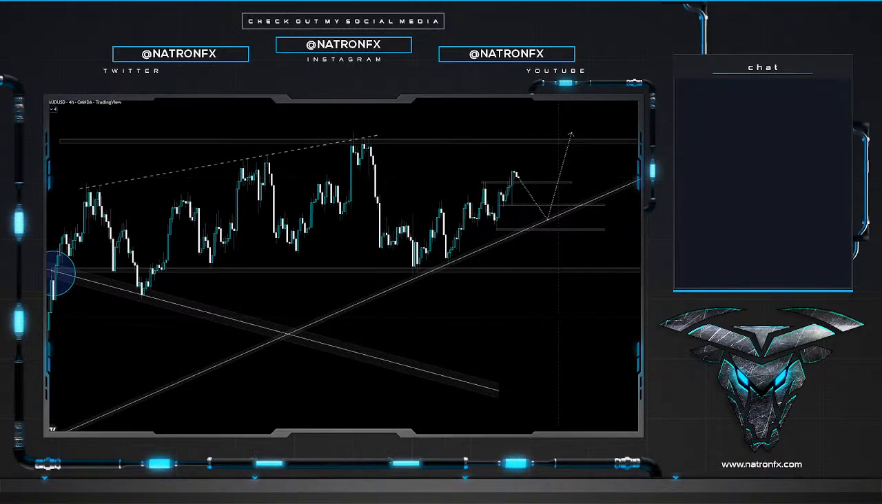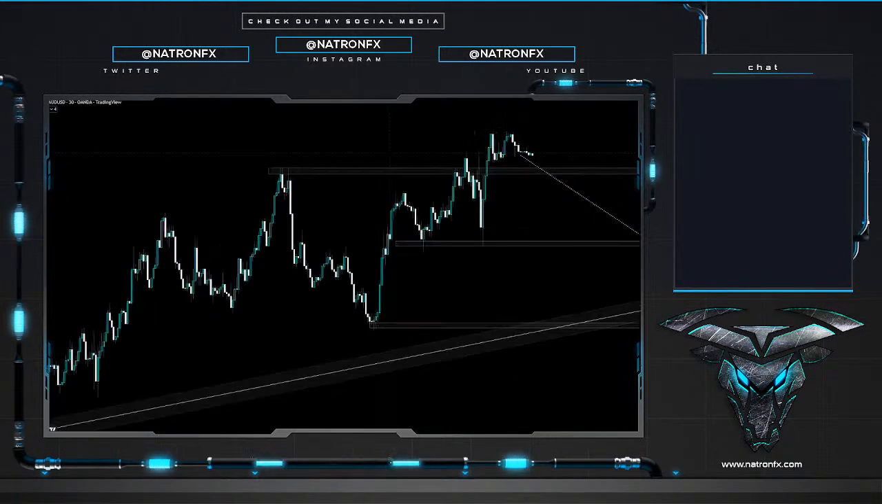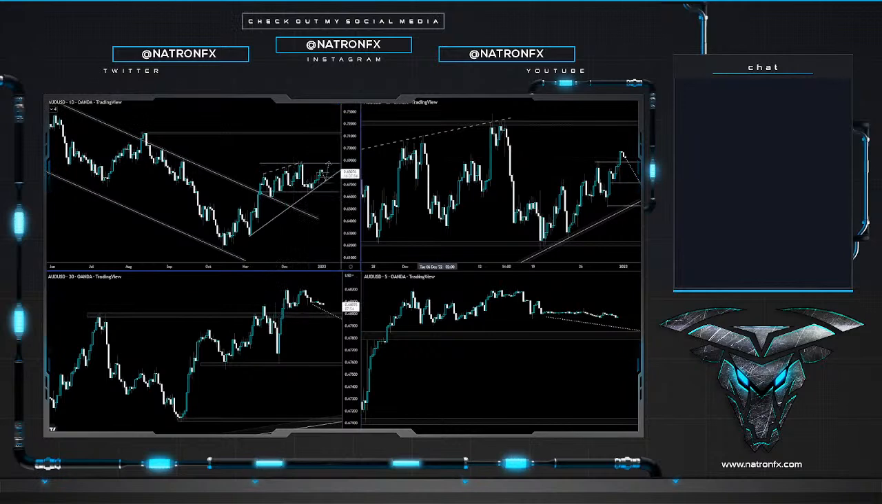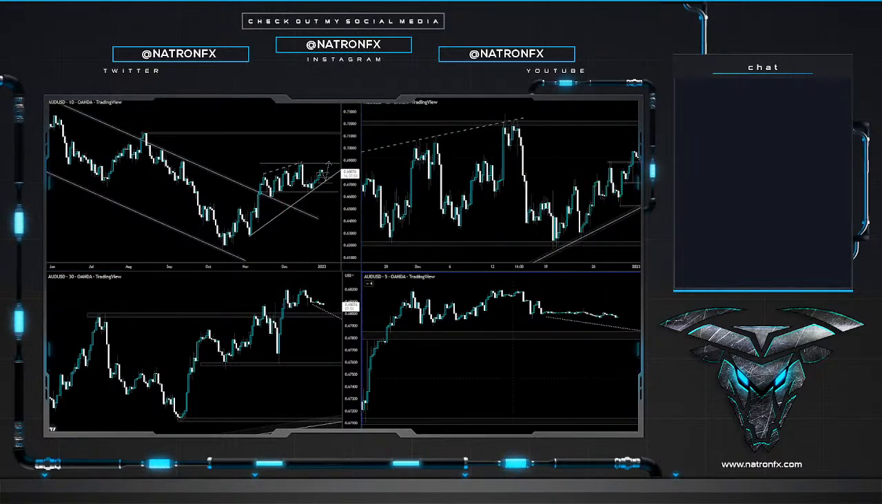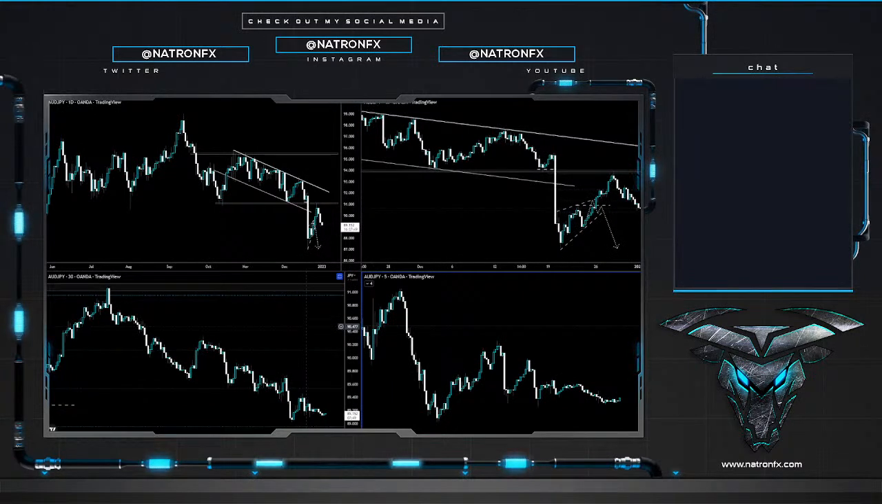Let's go to the next chart. Call out any pairs, guys. Let's check them out. So there we go. Aussie dollar, here we go to Aussie JPY.